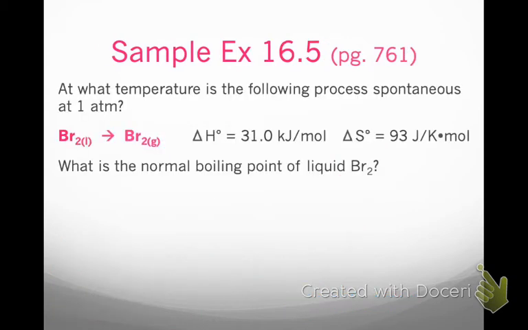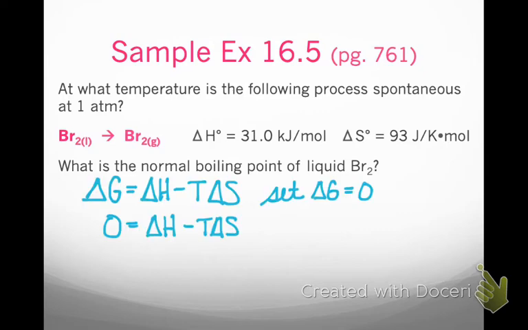Now the example here is a vaporization process. It's a phase change. We're going from a liquid to a gas, so bromine liquid to bromine gas. And this would be spontaneous at all temperatures, and because this is a vaporization or phase change, we're going to be setting delta G to 0, and rearranging the equation to solve for T. So I've gone ahead and I've set the delta G to 0, and now I want to solve for T. So what I'm going to do is add T delta S to both sides. So I'm going to get T delta S on this side equal to delta H, and I want T by itself because the question was asking what's the normal boiling point of liquid bromine.